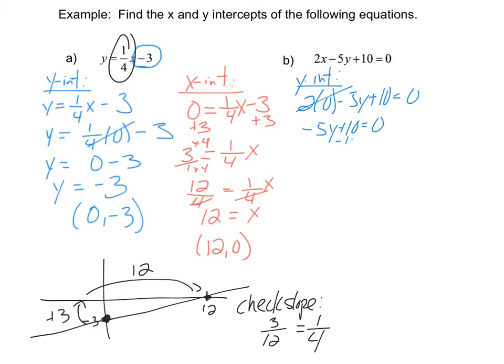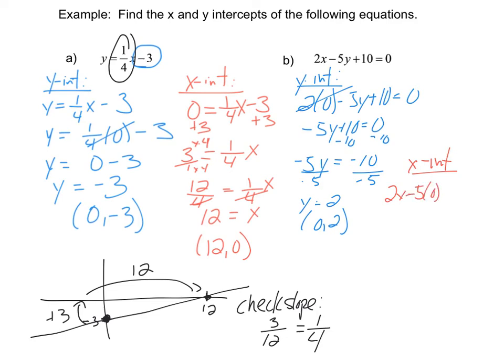I'm going to subtract 10 from both sides. So now I have -5y equals -10. And then divide both sides by -5. So y equals 2. So my y-intercept is 0, 2. Now I'll do the x-intercept. Do it down here where I have more space. So for the x-intercept, I replace the y with 0. So 2x minus 5 times 0 plus 10 equals 0. So -5 times 0 is gone.